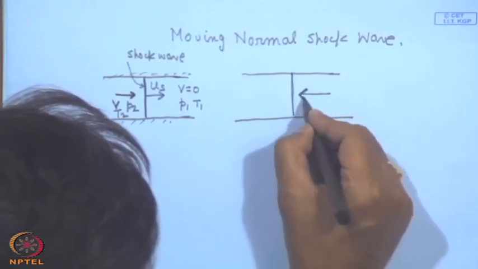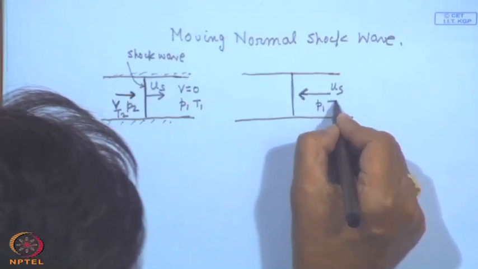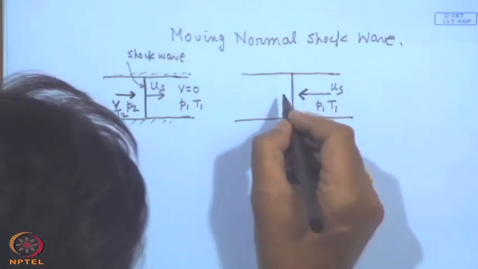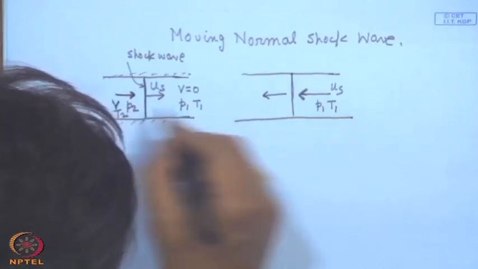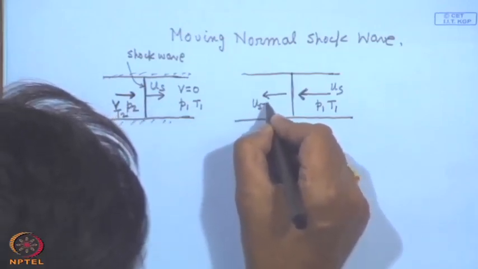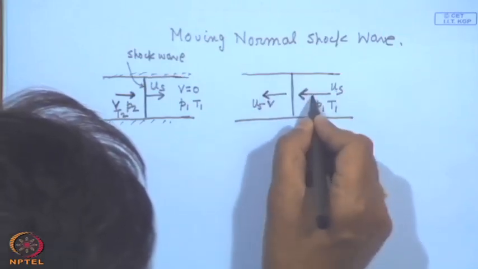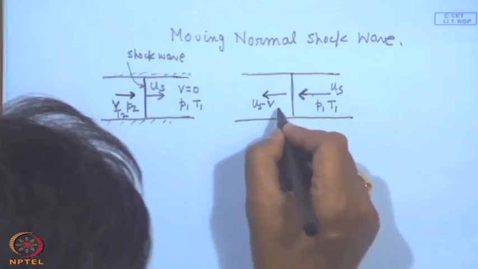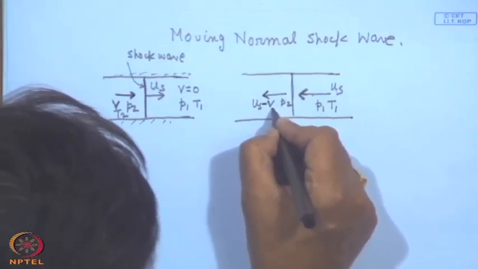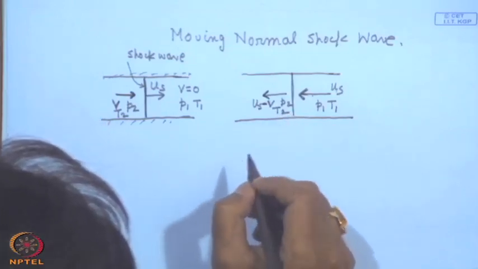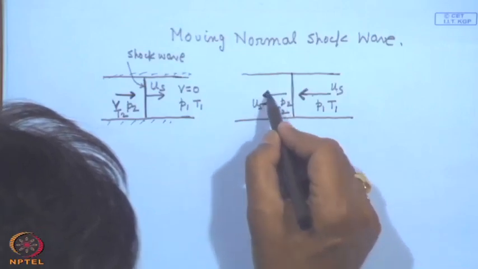Then it will look like this. The fluid with a velocity Us and a pressure P1 and temperature T1 approaches the shock, and while it goes to this side, its velocity is reduced to Us minus V. Usually this Us is higher than V, and therefore there is a deceleration in the same direction, and the velocity is Us minus V and the pressure is P2 and T2. So with respect to the coordinate axis attached to the shock wave, this is the picture.